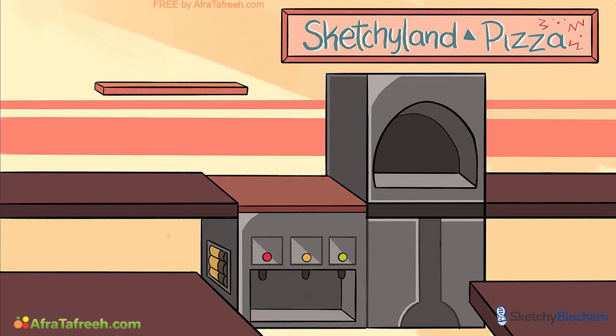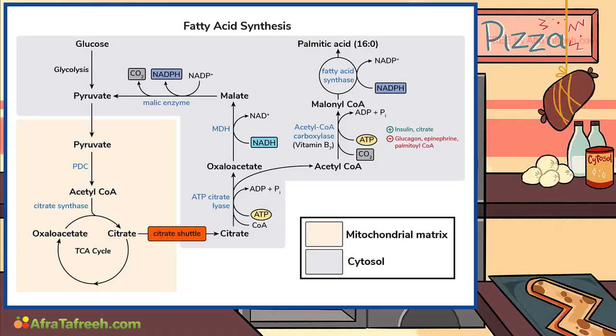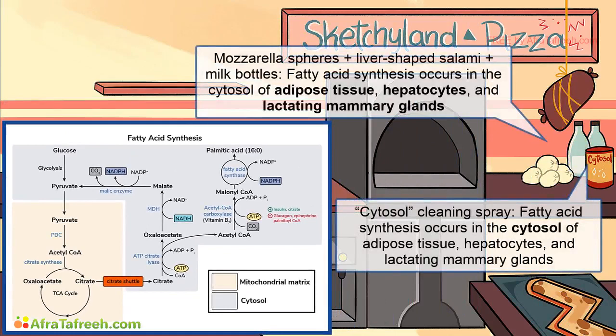Most fatty acids are stored as triglycerides in adipose tissue. Recall that a triglyceride is made up of 3 fatty acids connected to a glycerol backbone. Alright, now that we've got all that general information out of the way, we can talk about how fatty acids are made. Fatty acids are made in the cytosol of adipose tissue, hepatocytes, and lactating mammary glands.